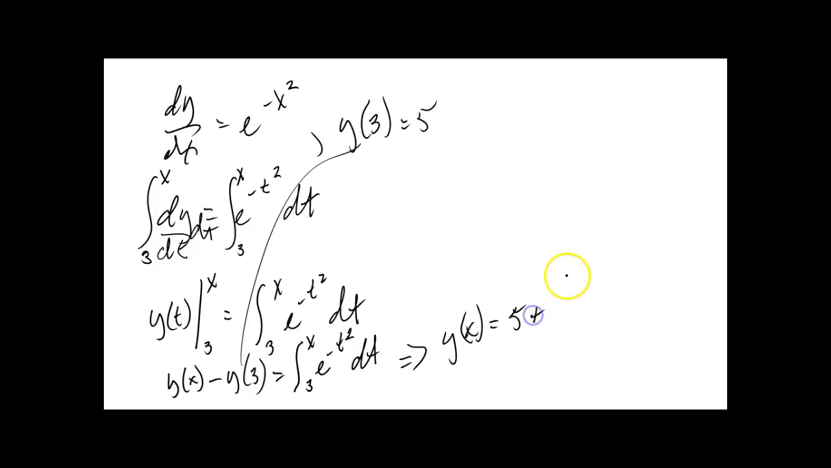5 plus the integral from 3 to x of e to the minus t squared dt. There's your answer. And that's exactly what they get. Now, was there any real reason to go through all that dy, dt, dt? I can't see any. What did we do before?